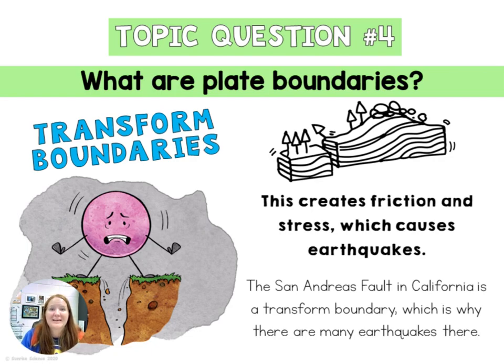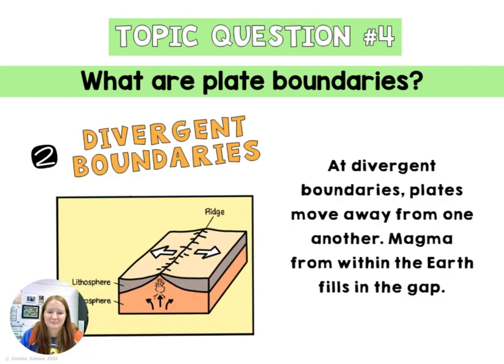That's the problem. So at transform boundaries, you get friction and stress, which causes earthquakes. The one that we are most familiar with is the San Andreas fault line in California. And that is a transform boundary, and that's why we have so many earthquakes there.